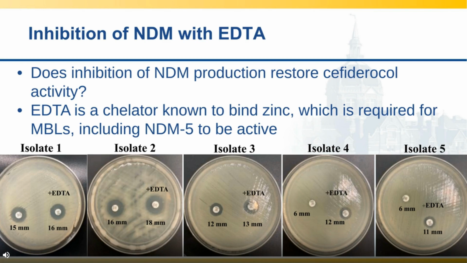So if you chelate zinc and divalent cations, then the NDM will no longer have activity. And so for each isolate, we set down a cefiderocol disc with and without EDTA. And you can see for the first 3 isolates, where we have only a single copy of the gene, we don't see any or very little effect of adding EDTA to that disc, whereas in isolates 4 and 5, we start to see expansion and opening of that cefiderocol zone diameter, consistent with when we inhibit the NDM, we see restored activity of cefiderocol. This further supports the association that this increased copy number of NDM-5 led to increased expression and led to cefiderocol resistance.